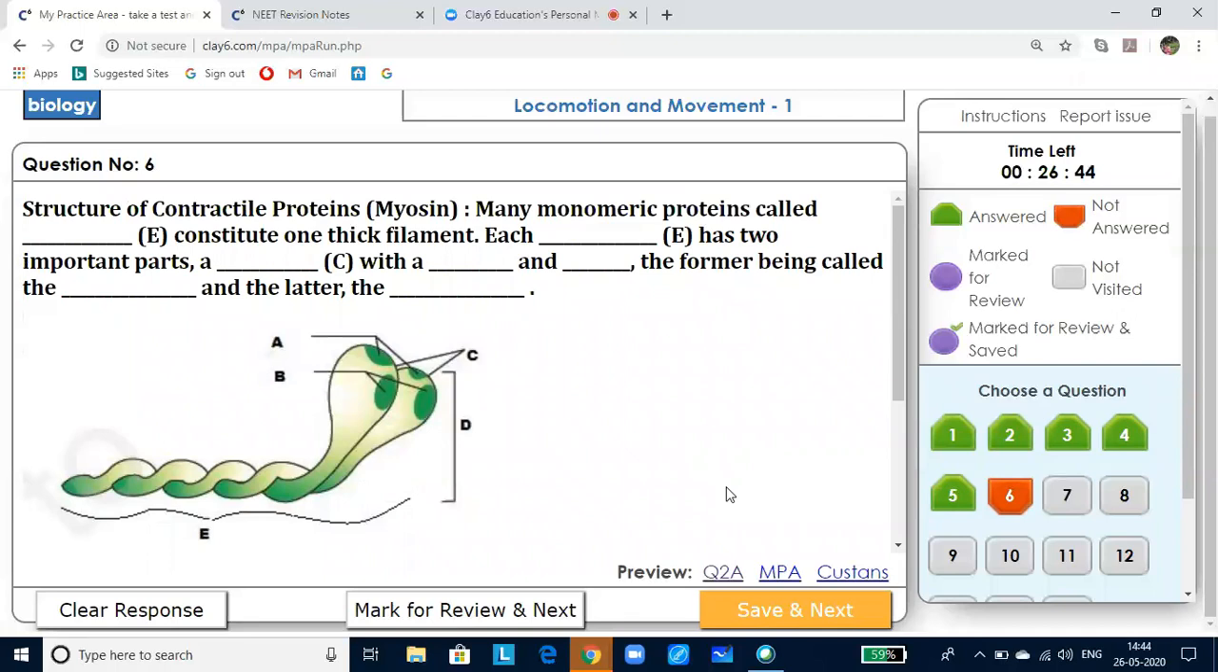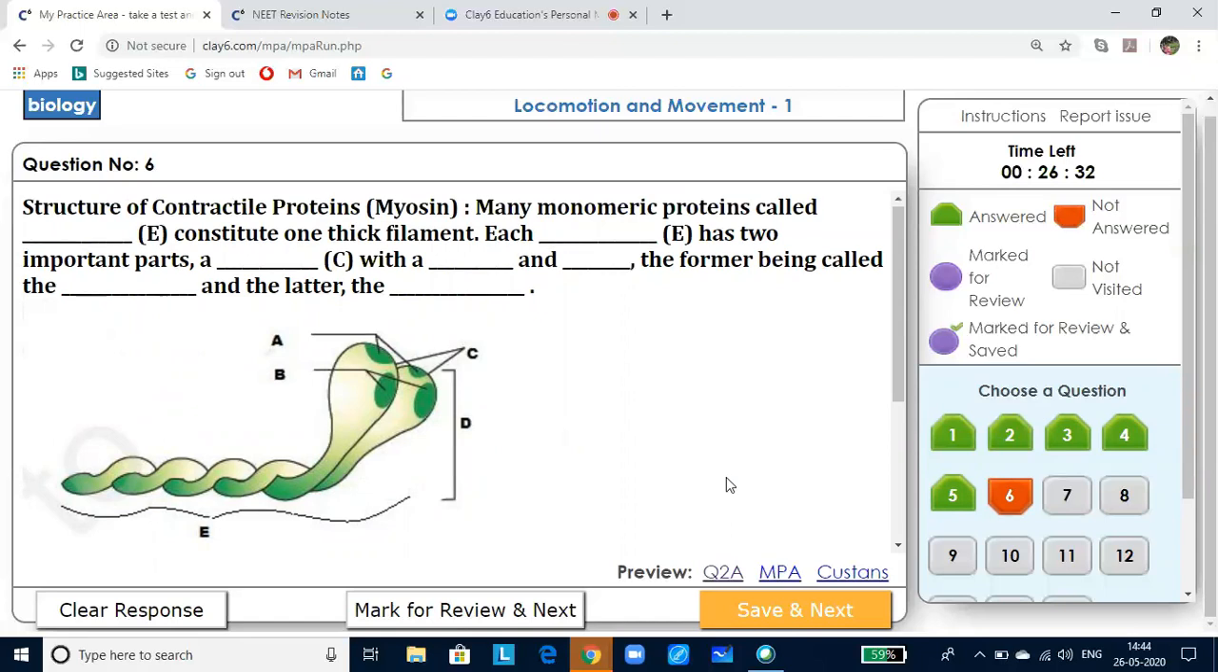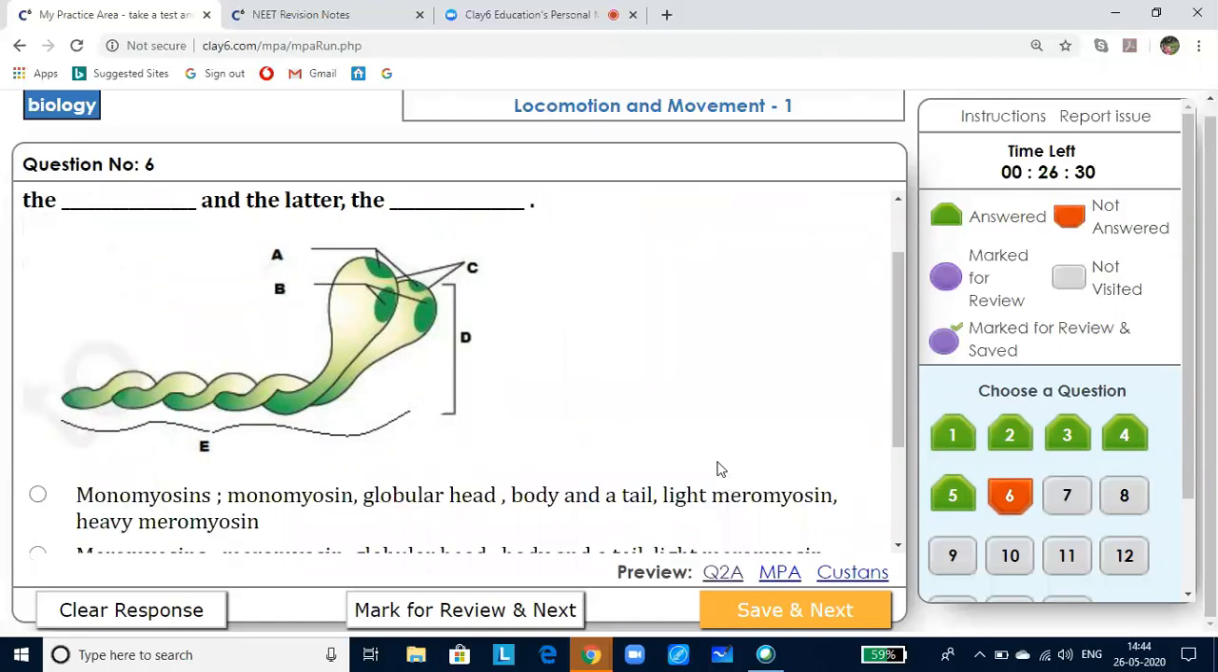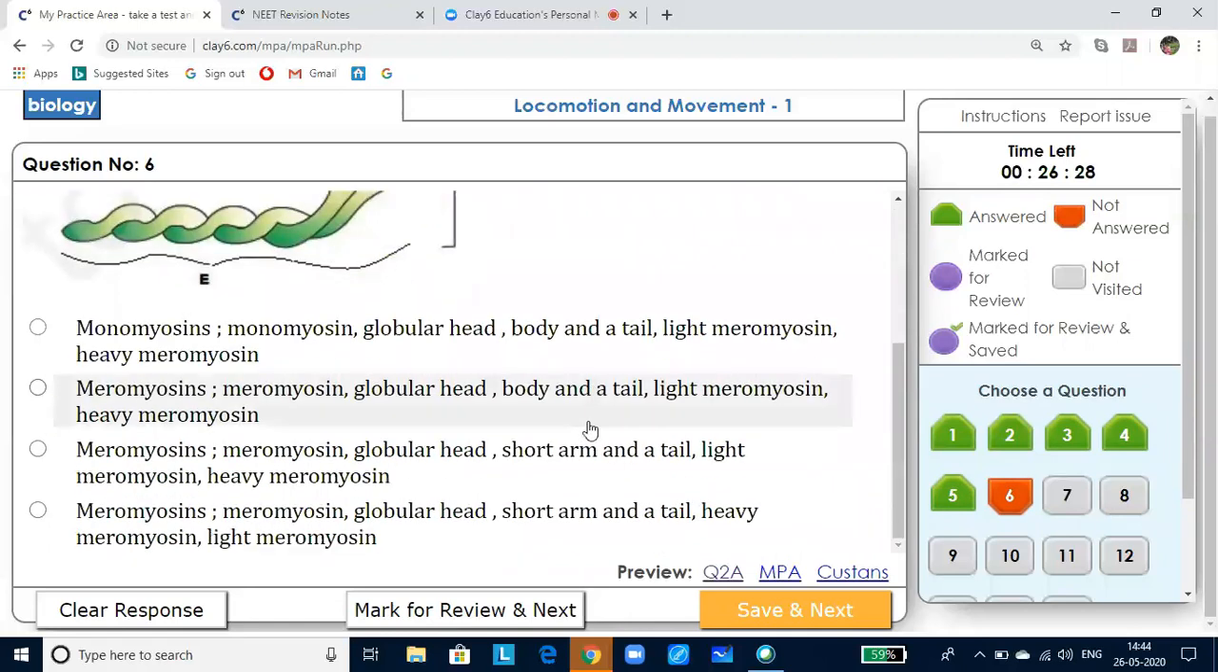Structure of contractile protein, that is myosin. Many monomeric proteins called meromyosins constitute one thick filament. Each meromyosin has two important parts, a globular head with a short arm and a tail. The former being called the heavy meromyosin and the latter the light meromyosin. Now it is meromyosins. So first one we have three choices, okay.